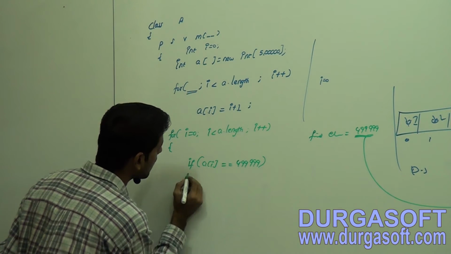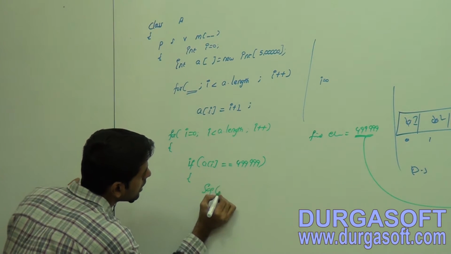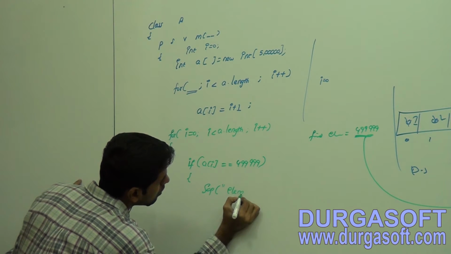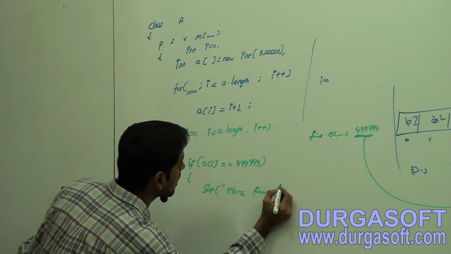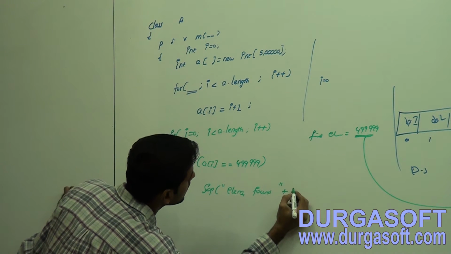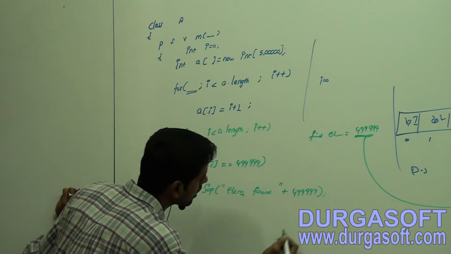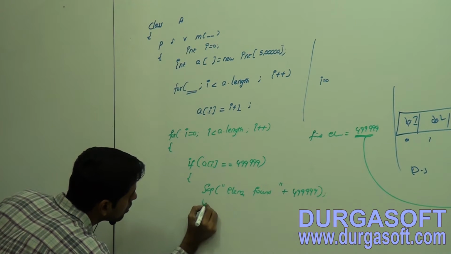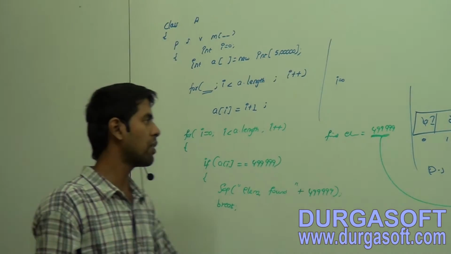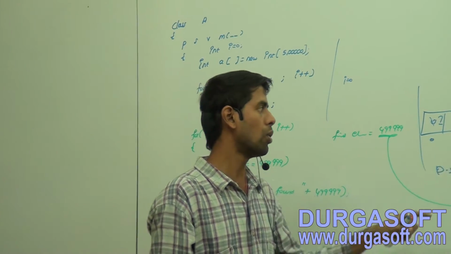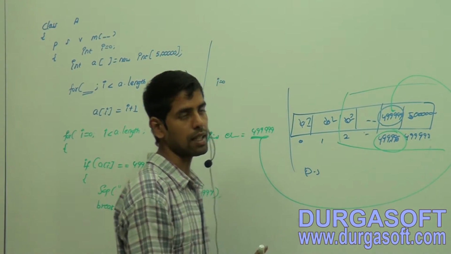Observe here, if a of I equals 499,999, then what you have to do? Print element found. What is that element? 499,999. Now just do break. I don't want to do the search further. If my element is available at the first index, it means there is no need to check these other indexes.